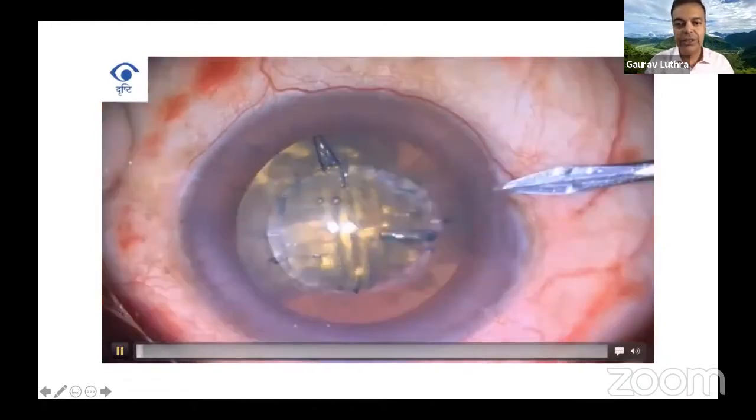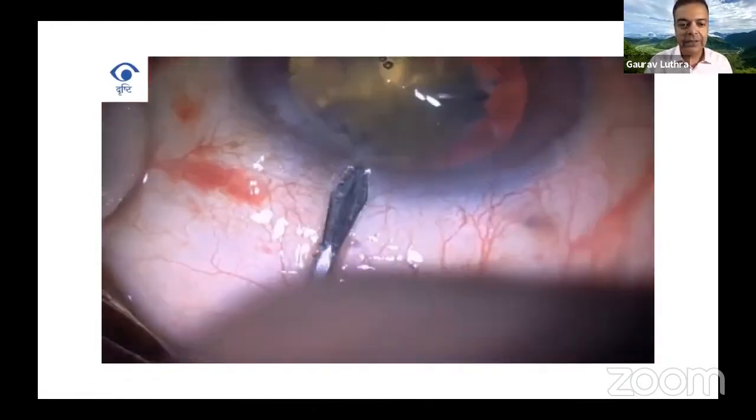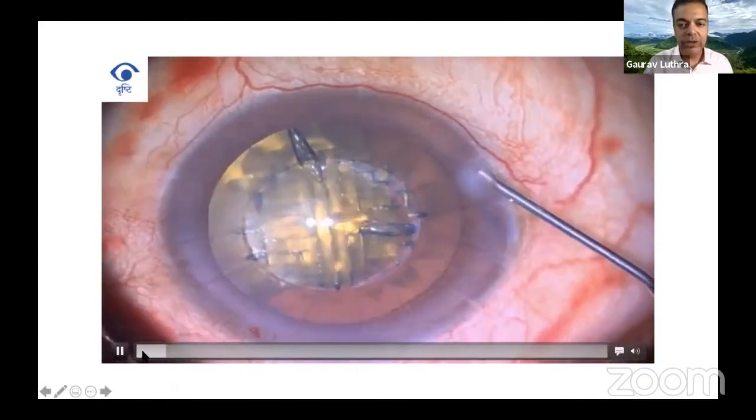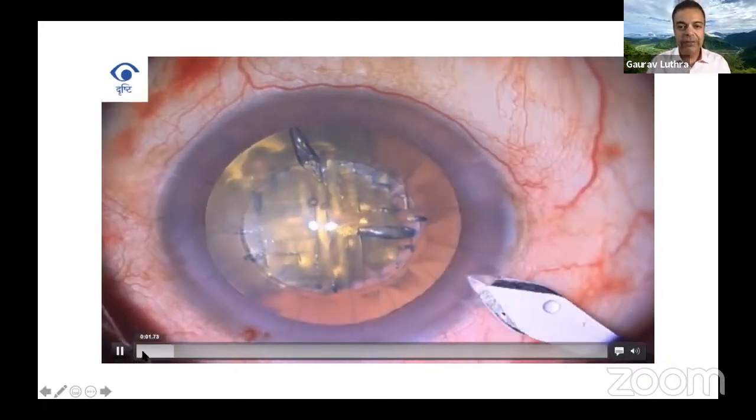So another situation where I've done RK, I've done a femto assisted RK also. My choice of surgery is femto assisted. Just see that the incisions are making good progress. So I actually enjoy making them. Just see the incisions seamlessly.